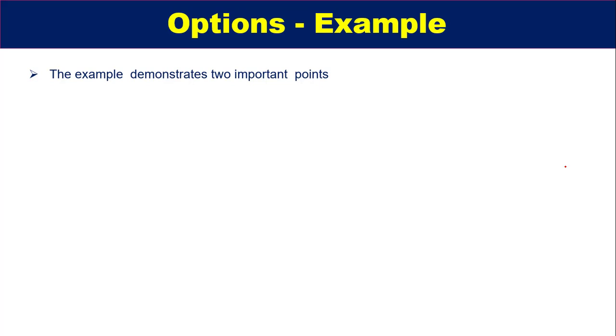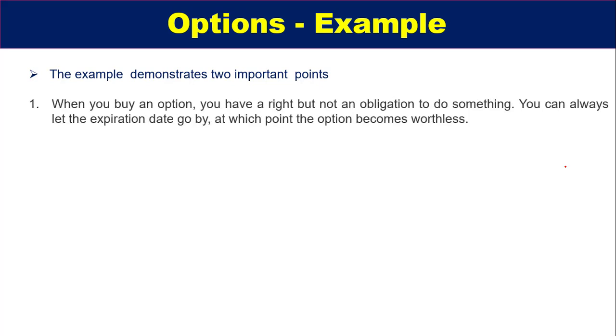So what do these examples demonstrate to you? Two important points. First, when you buy an option, you have the right but not an obligation to do something. You can always let the expiration date go by, at which point the option becomes worthless. Here I will highlight what this actually means. In the second part of the example, when the person who purchased the option decided not to go with the purchase, he simply let the expiration date, which is 3 months, go by. After the expiration date is over, the option becomes worthless and is automatically cancelled.